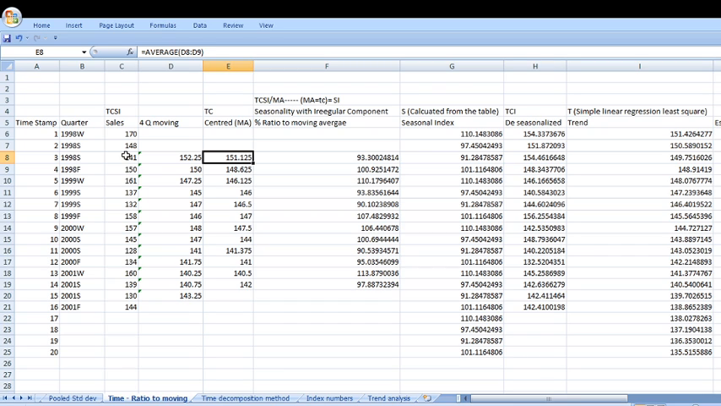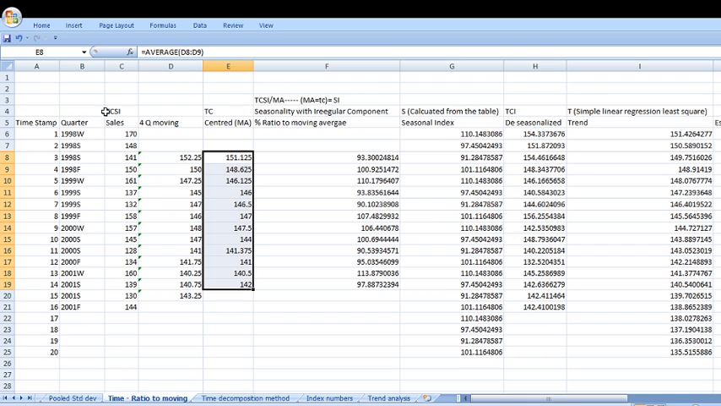Once I've calculated, this column is all about the moving average. So what is the moving average? When we took the moving average, we cancelled the seasonality, we averaged out the seasonality, and we averaged out the irregular components in a period of 4 quarters, right?